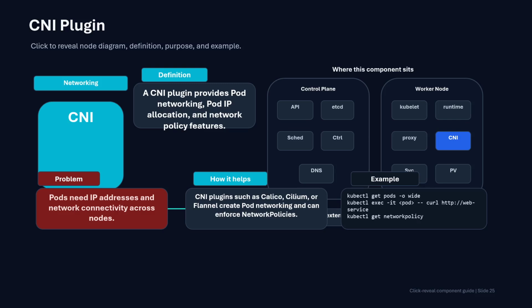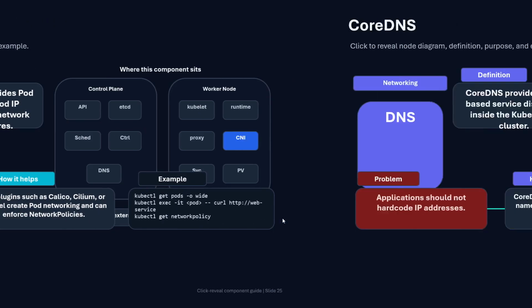That policy is maintained by what? CNI. You can use Calico. I think Calico also has a free license version. Another is called Cilium or Flannel. They create pod networking and can enforce network policy. This is called your CNI plugin.